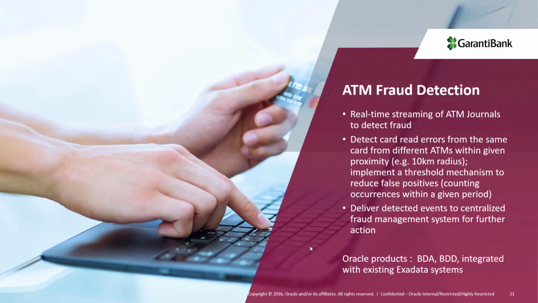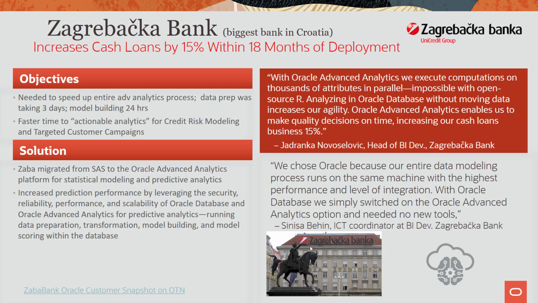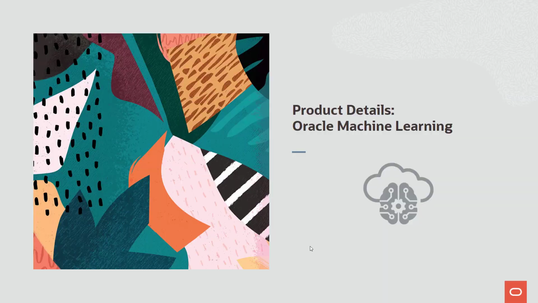Guarantee Bank, a bank in Turkey that uses a number of the Oracle products, is doing ATM fraud detection. StubHub, I guess that's a repeat actually. Zagrebacka Bank, a bank in Croatia that I spoke with at Oracle World before, was also doing fraud detection. They were also predicting customers who are likely to be high-value customers for buying certain products. So they just moved everything into the database and started analyzing the data there. And their mission was also to wean themselves off of using other commercial machine learning and statistical analysis products.